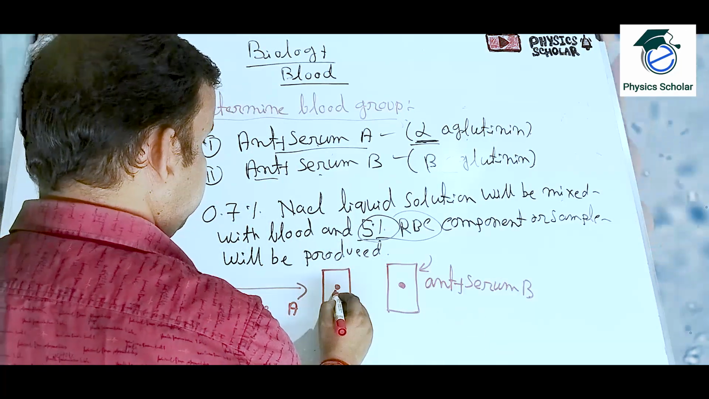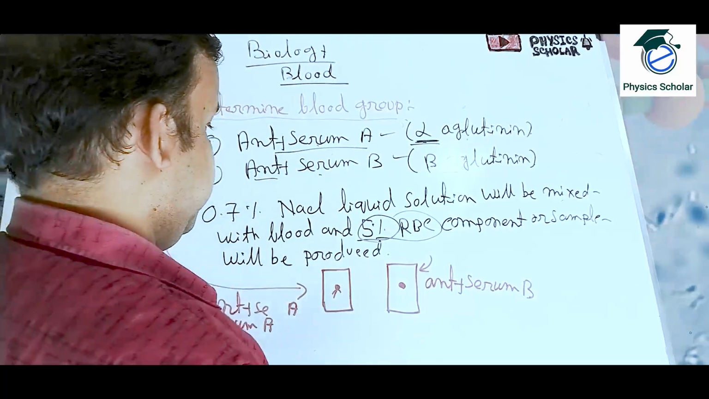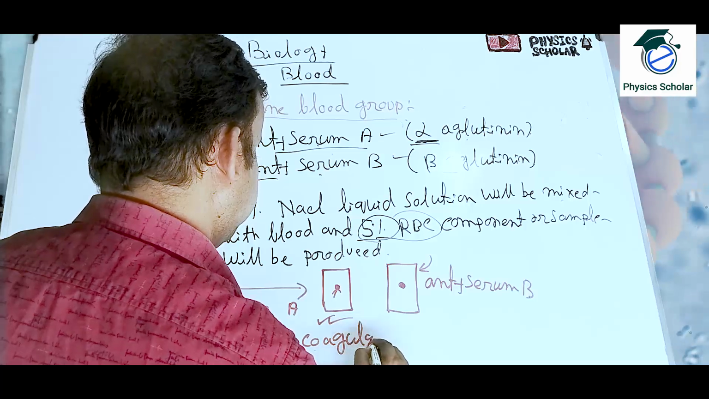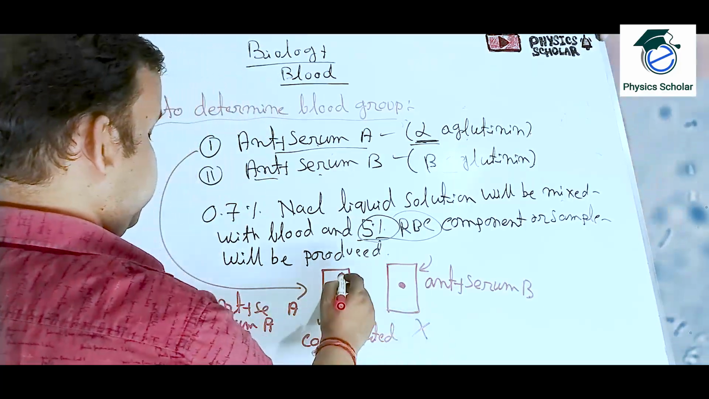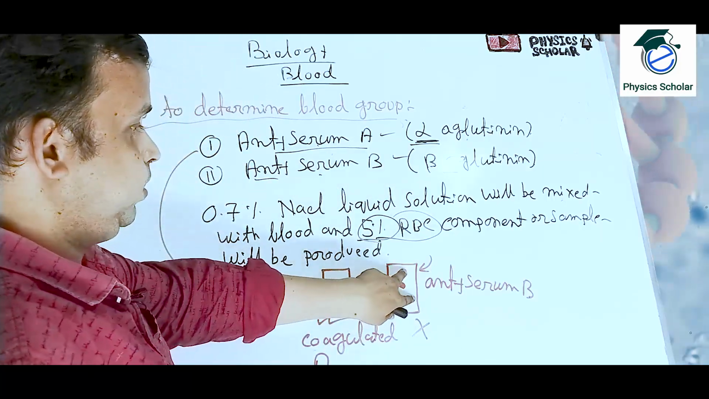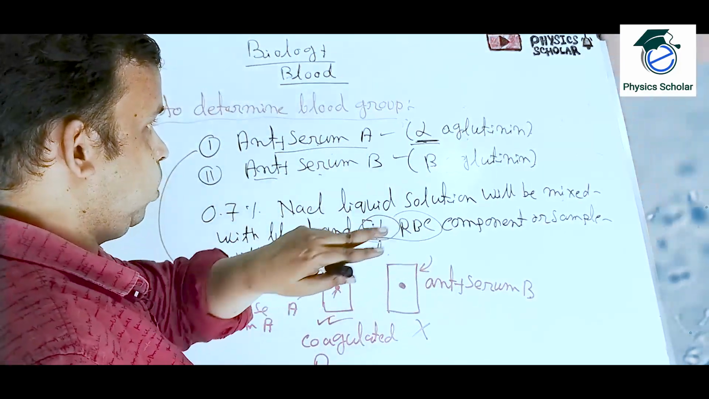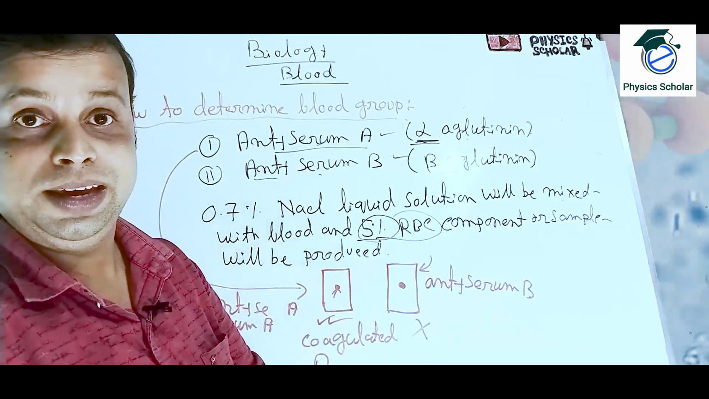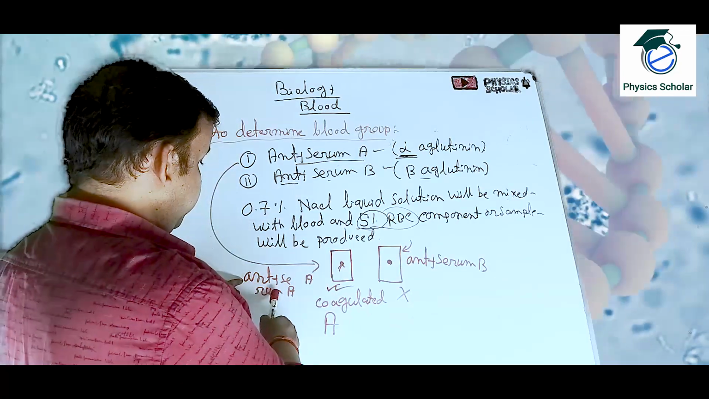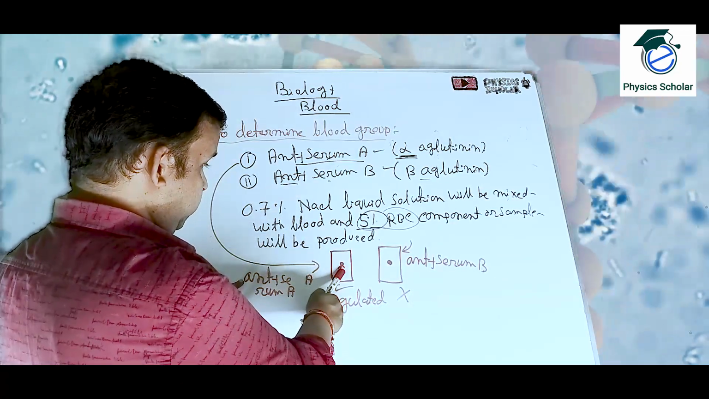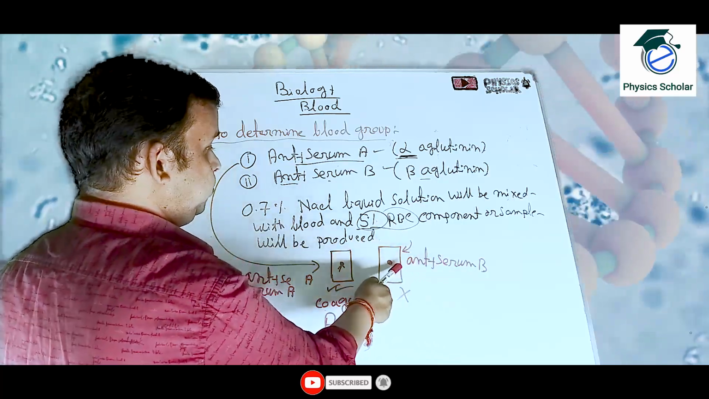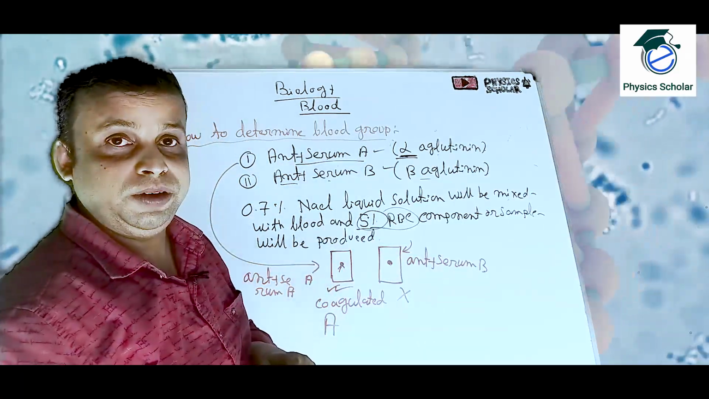Now suppose this is coagulated and this is not coagulated. If this is coagulated and it is not coagulated, then the blood group will be A. Clear? If it is coagulated but the sample after adding anti-serum B is not coagulated, then the blood group will be A. So if the RBC sample coagulates after adding anti-serum A, but the sample after adding anti-serum B is not coagulated, then the blood group will be A.